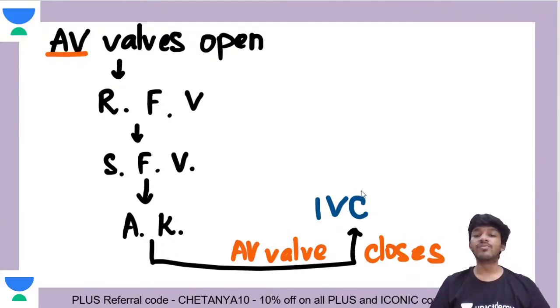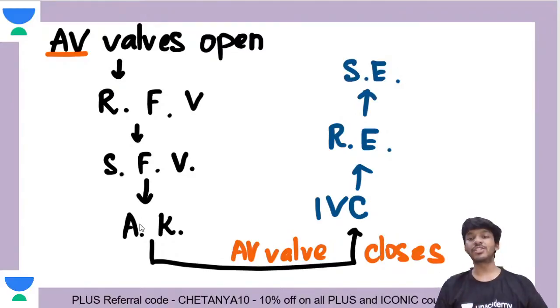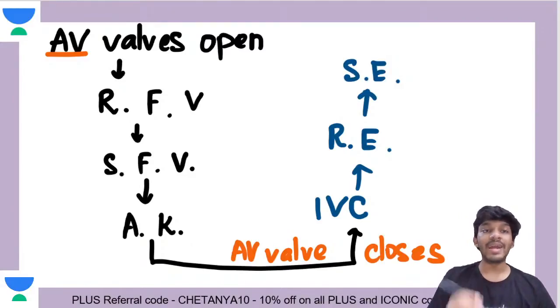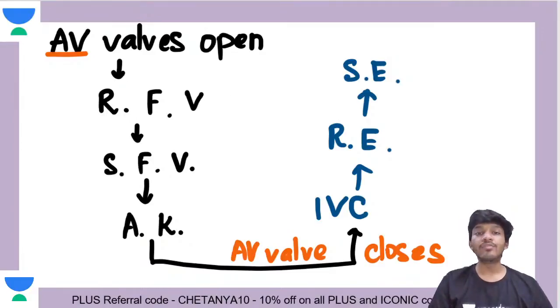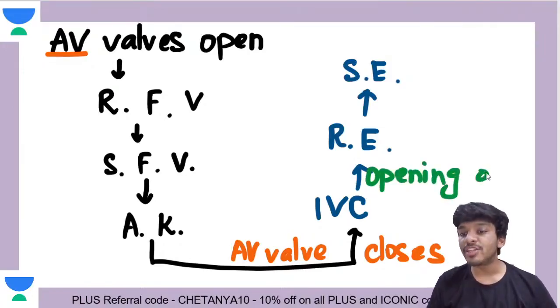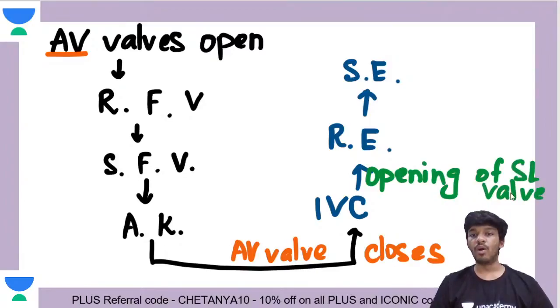And after the AV valve closes, you have isovolumetric contraction. Isovolumetric contraction is followed by the period of ejection. So first you have rapid ejection, followed by slow ejection. Now, after slow ejection, what occurs? So when isovolumetric contraction ends, here you have the opening of the semilunar valve. That is why you are able to have rapid ejection. Opening of semilunar valve, right?